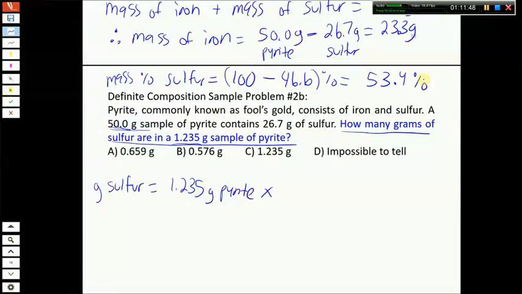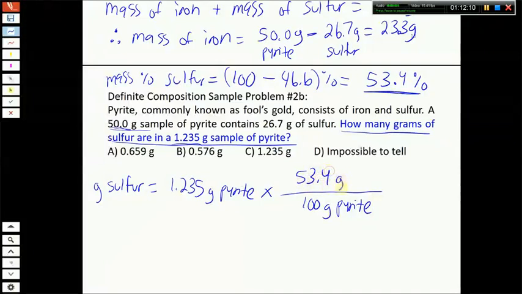And we can use mass percents as conversion factors between one substance and another. So if we have 1.235 grams of pyrite, we can use this percentage as a ratio. 53.4% by mass sulfur means that in 100 grams of pyrite, we have 53.4 grams of sulfur. That's what that 53.4% means out of 100. So 100 grams of pyrite would have 53.4 grams of sulfur. That's what mass percent tells us.